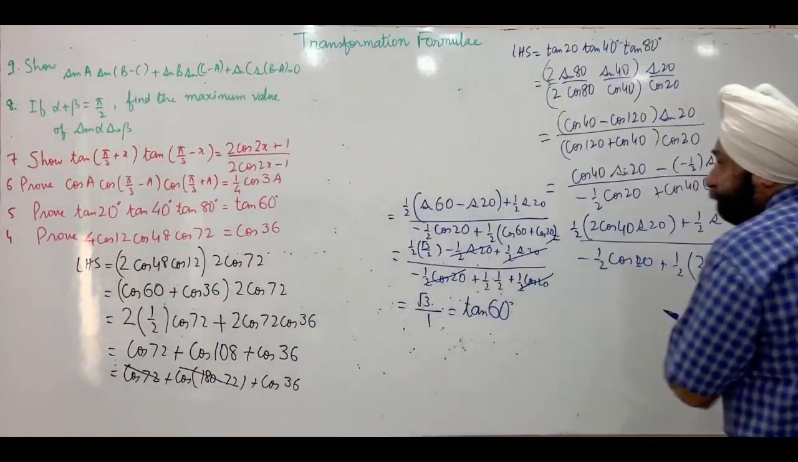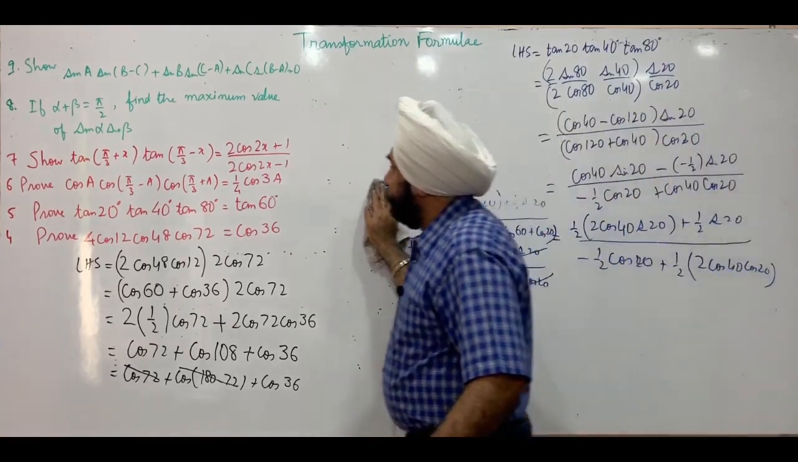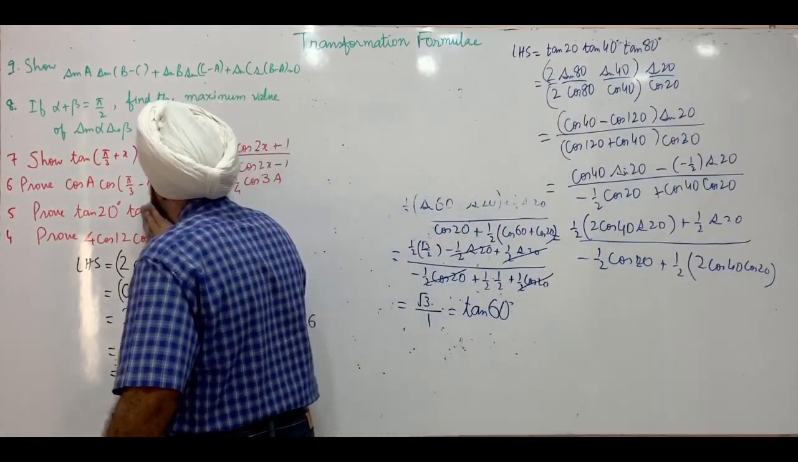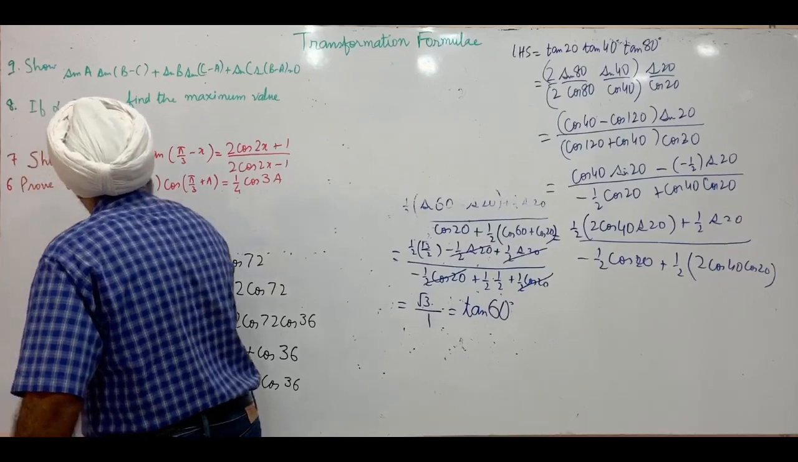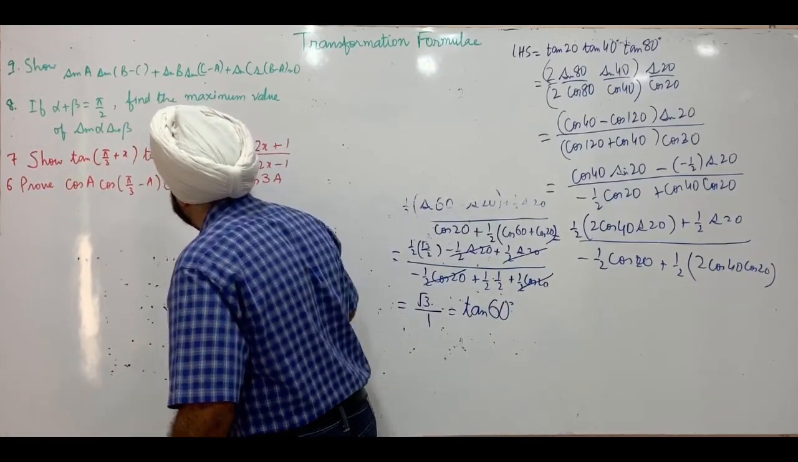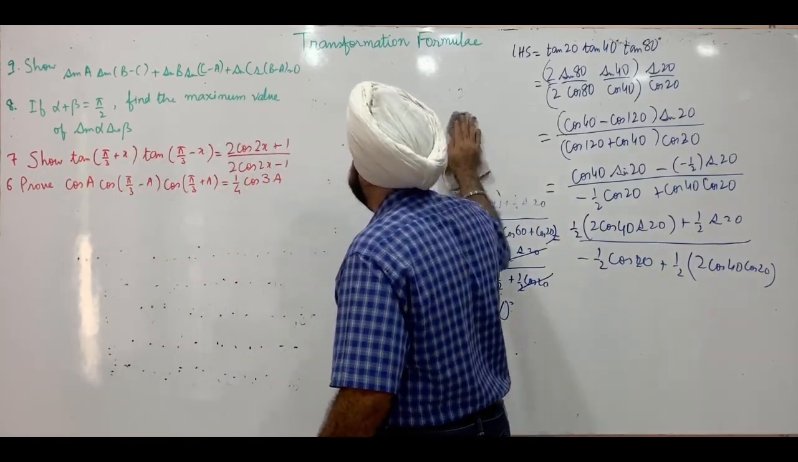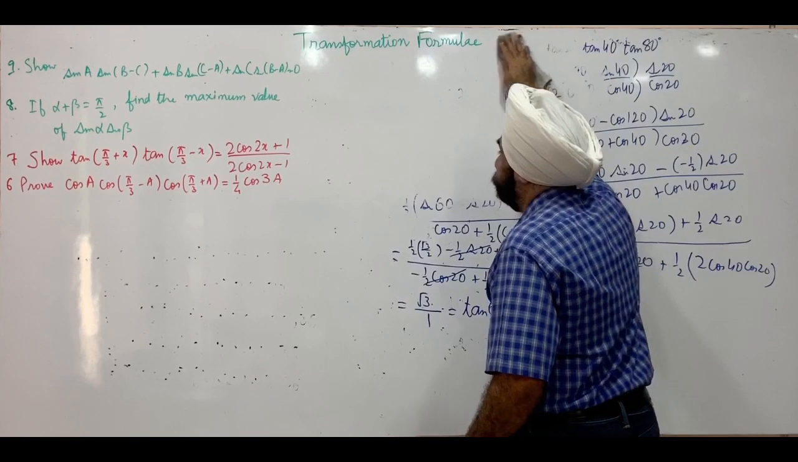The next one, we have cos A into cos of pi by 3 minus A into cos of pi by 3 plus A. So we have 3 cosines in product and we have to prove this is equal to 1 by 4 cos of 3A.